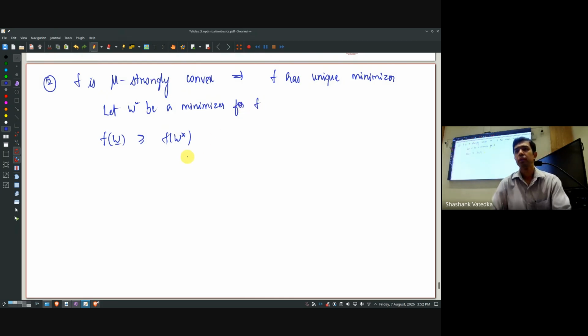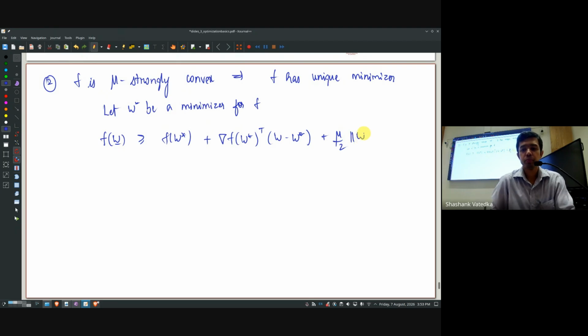for f. At this point, we don't know whether the function has a unique minimizer or not. There could be other minimizers, but let's say I pick a w star that is one such minimizer. So f of w is greater than or equal to f of w star plus gradient f of w star transpose w minus w star plus mu by 2 norm w minus w star squared. Now this is just by definition of mu strongly convex function.